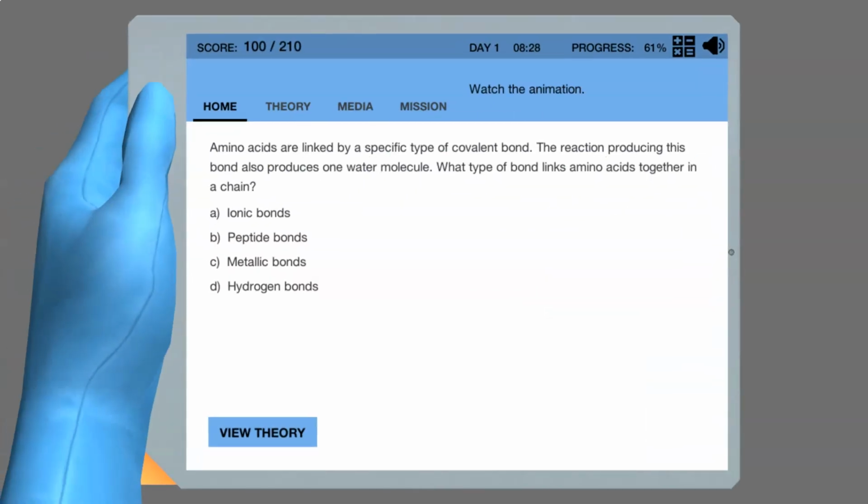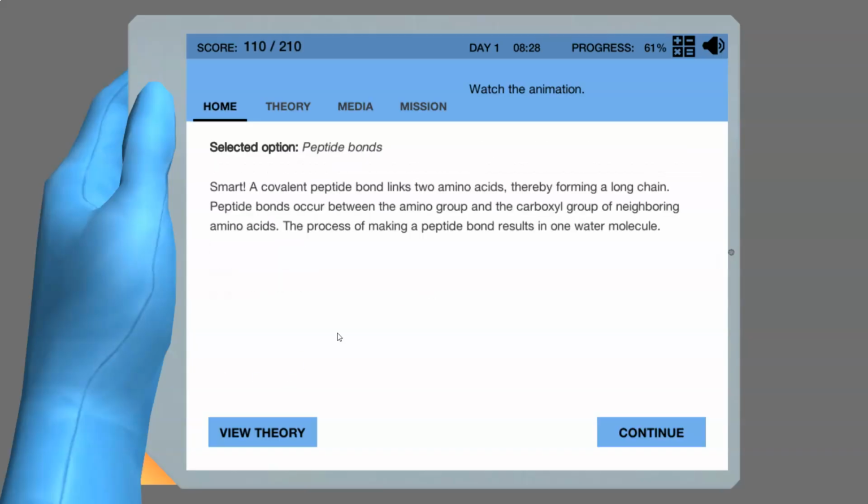Amino acids are linked by a specific type of covalent bond. The reaction producing this bond also produces 1 water molecule. What type of bond links amino acids together in a chain? A covalent peptide bond links 2 amino acids, thereby forming a long chain. Peptide bonds occur between the amino group and the carboxyl group of neighboring amino acids. The process of making a peptide bond results in 1 water molecule.